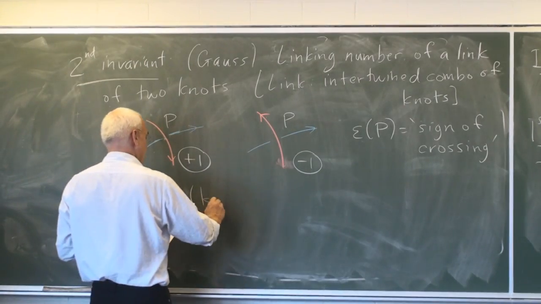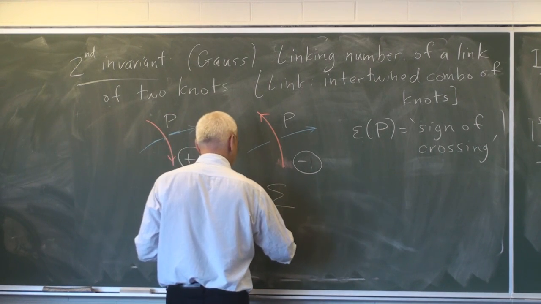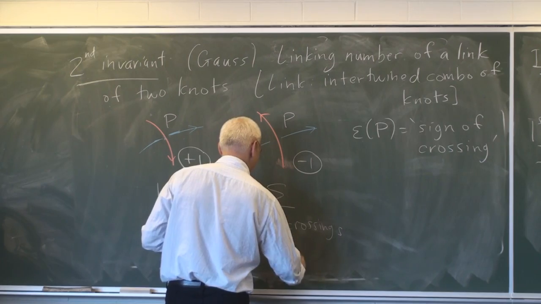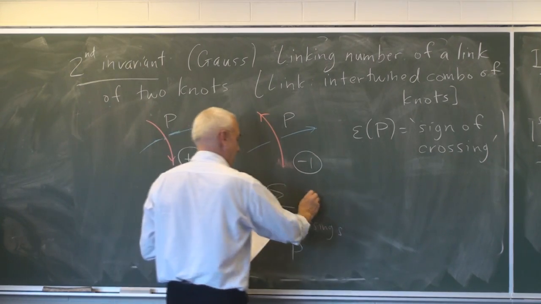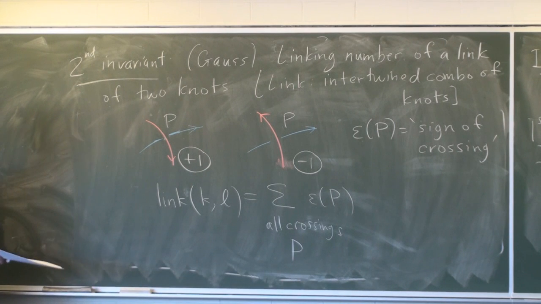And then we define the linking number of the two knots to be the sum over all the crossings, let's call all the crossings P, of just the individual signs of the individual crossings.